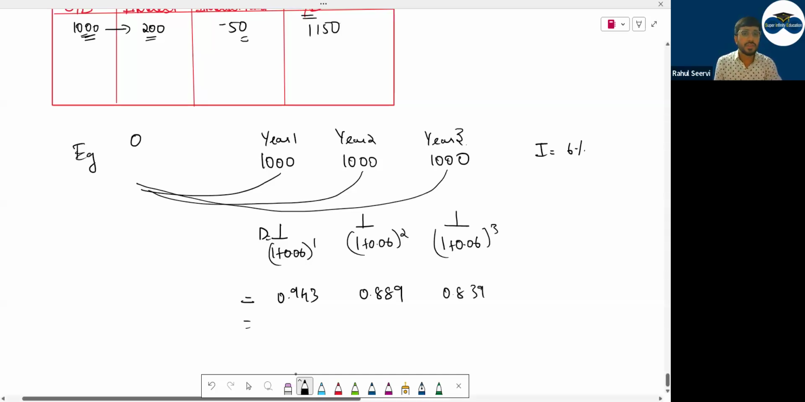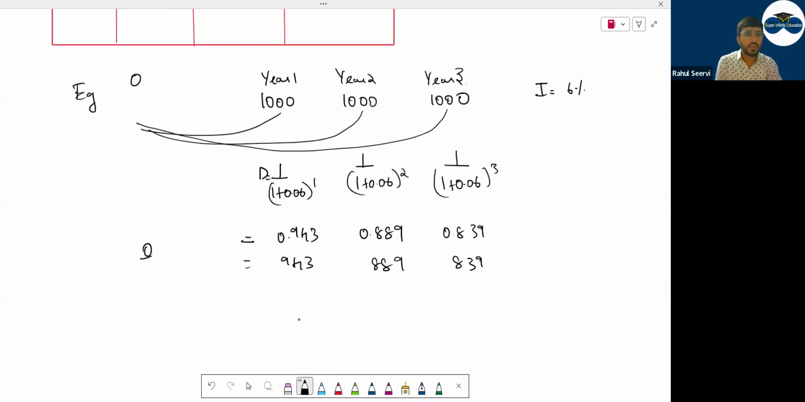Then you will multiply this with 1,000. So it will be 943, 889, 839. If you add this together, you will get the value today. That is 943 plus 889 plus 839. This is 2671. Is this also clear? If the amount is given for year 1, year 2, year 3, this discounting also is clear to everyone.